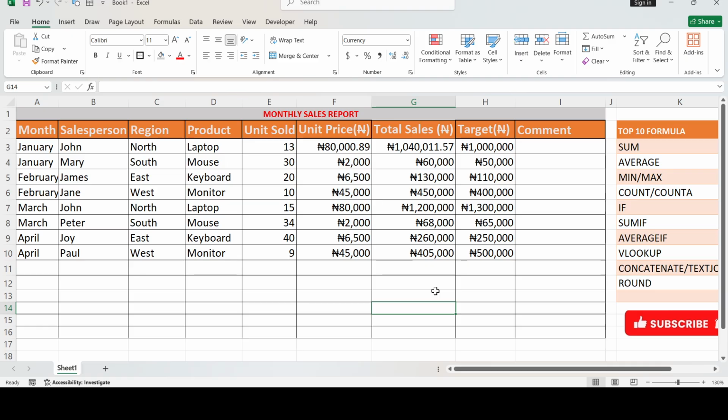The fifth one, the IF. The sixth one, SUMIF. Seventh one, AVERAGEIF. Eighth one, the VLOOKUP. The ninth one, CONCATENATE or TEXTJOIN. The last one is the ROUND.